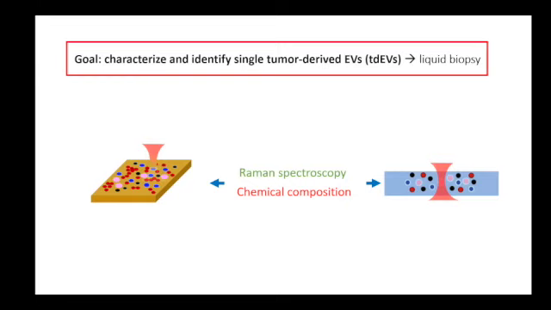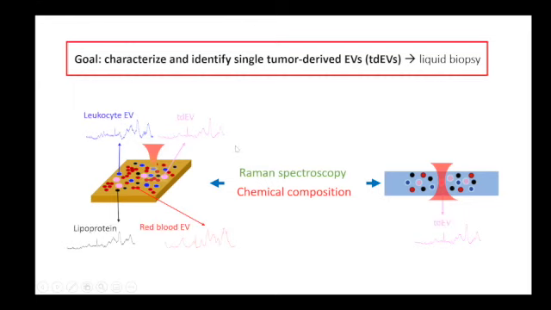Then we can detect a signal, which we call a Raman spectrum, and it is related to the chemical composition of the particles. So we hope that different particles will have a different chemical composition and will give us a different Raman fingerprint. In this way, using the signals that we get by collecting the Raman signal, we could maybe label the different types of particles and detect the tumor-derived vesicles among other particles in plasma.